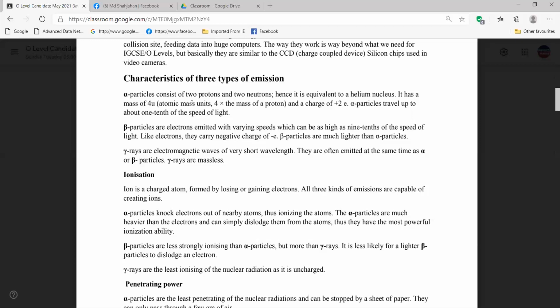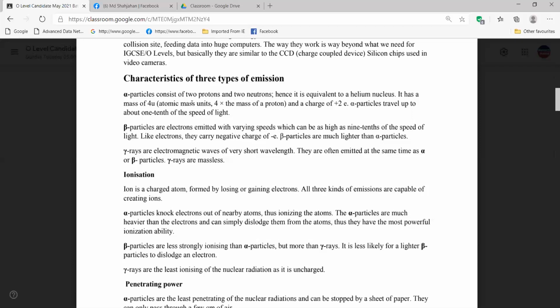And in between alpha and beta, if you compare them, alpha has the least penetrating power. Why do they have the least penetrating power? Because they have the most ionizing capacity. When they are ionizing something, they are losing their energy, right? And they can be stopped by a piece of paper, and they can be stopped by the air even. After a few centimeters of air, alpha can be stopped automatically because they have the ionizing power.